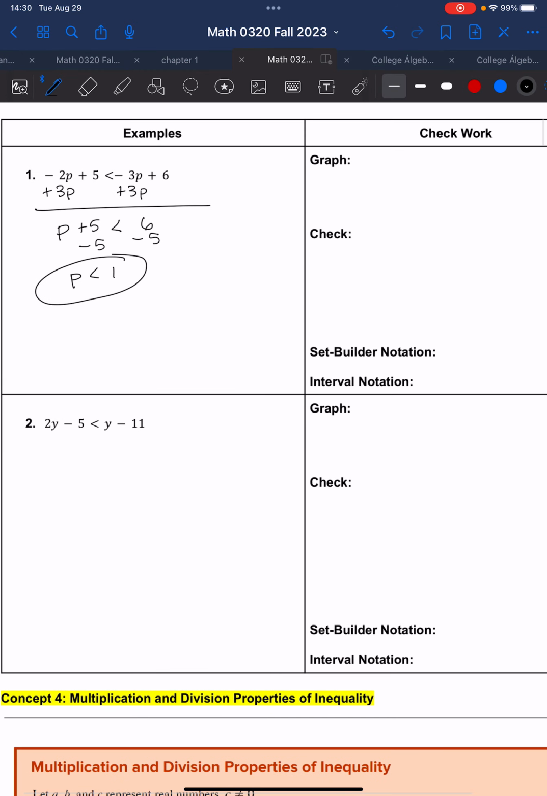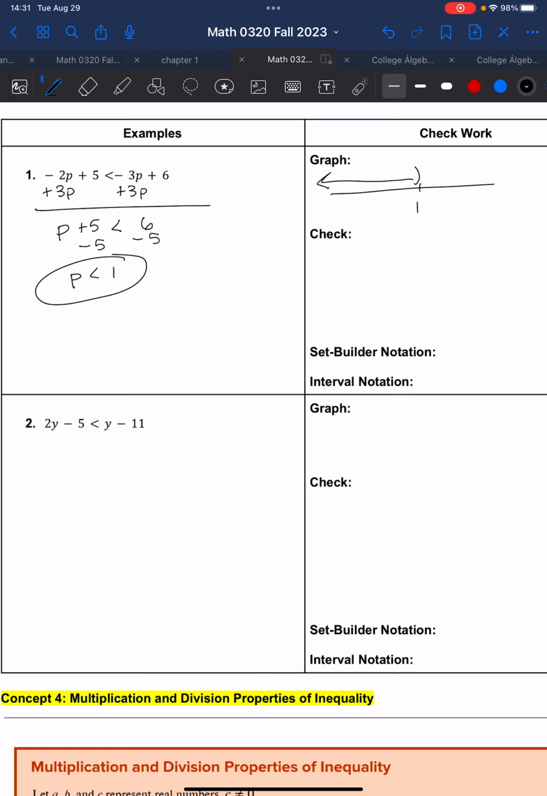Now if we were to graph this, we're only graphing the answer part. So p less than 1 means I write 1 on my graph. Less than means I'm going to the left. Okay? And since it's just less than and not less than or equal to, it's going to be a parenthesis.